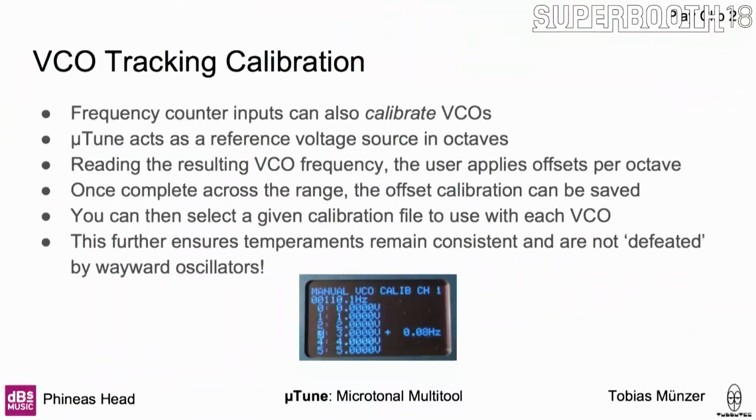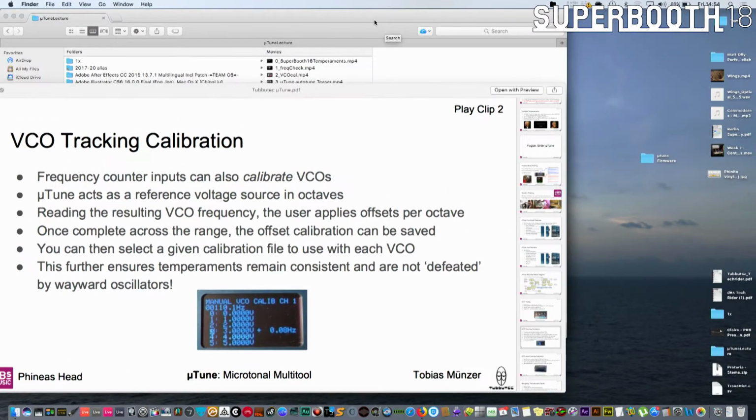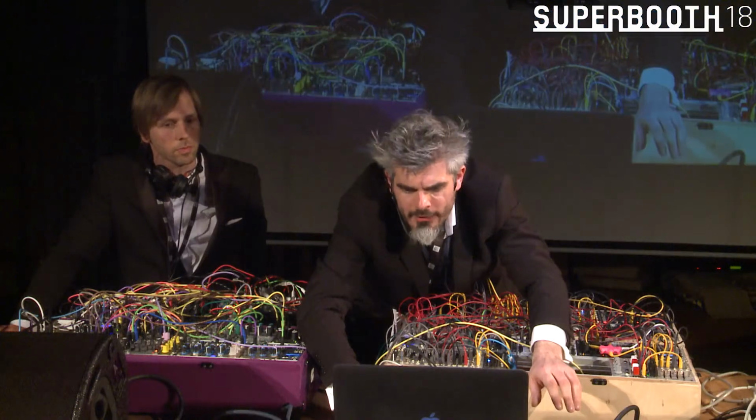Calibration. Once you've done the tuning, the µTune will actually send out a voltage reference over the entire range, a 10-octave range of its output, so that you can calibrate VCOs if you're concerned that they go a bit flat or a bit sharp at the top of their range.